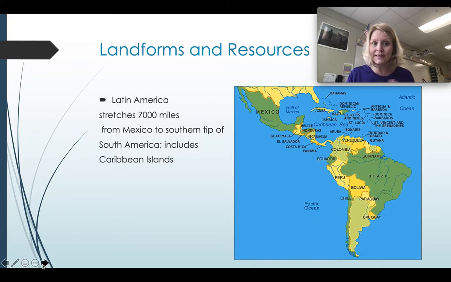So just on the whole, let's start with landforms and resources. Latin America stretches 7,000 miles from Mexico to the southern tip of South America, and that includes the Caribbean, as I mentioned. This is a big area. You can almost imagine, if we're stretching 7,000 miles from north to south, and look at all of those little islands there, how varied the culture, how diverse the resources, how different the climate and weather they're going to experience. So this is a big area that it's hard to make simple generalizations about. They're very unique in their own ways.